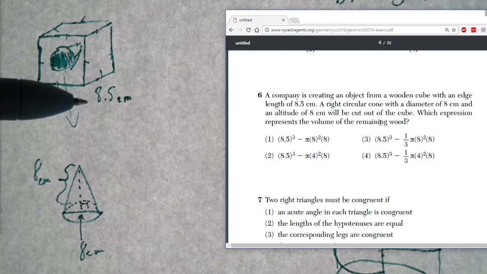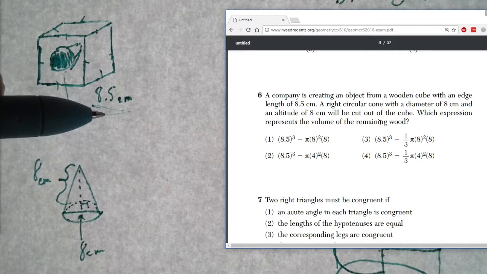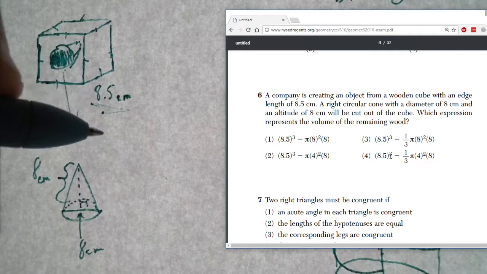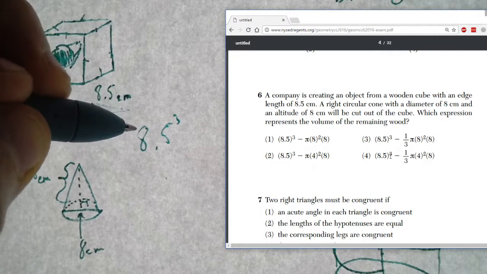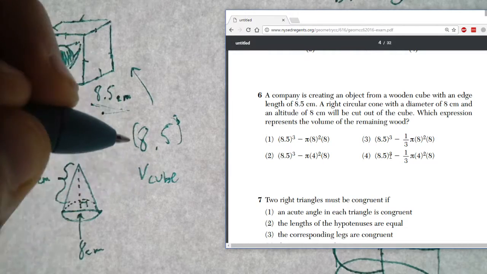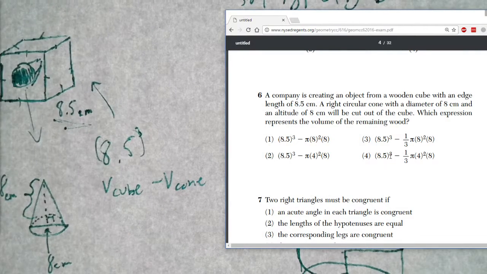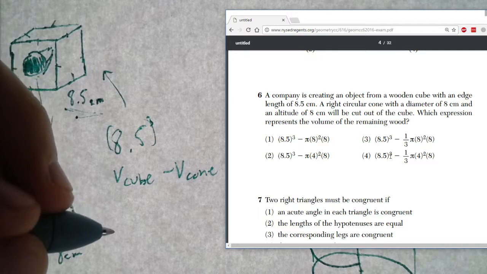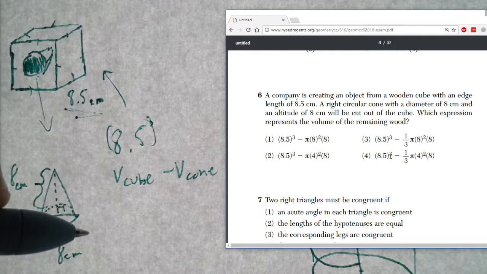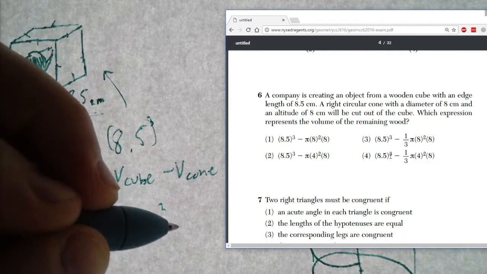All I need to do is find the volume of this cube for what I started out with, which is 8.5 cubed. They expected you to get that. All the answers have 8.5 cubed to start. So 8.5 cubed is the volume of my cube, V cube. And I have to take away the volume of my cone, V cone, and that'll be my answer. The volume of any right circular cone is 1/3 pi r squared height.